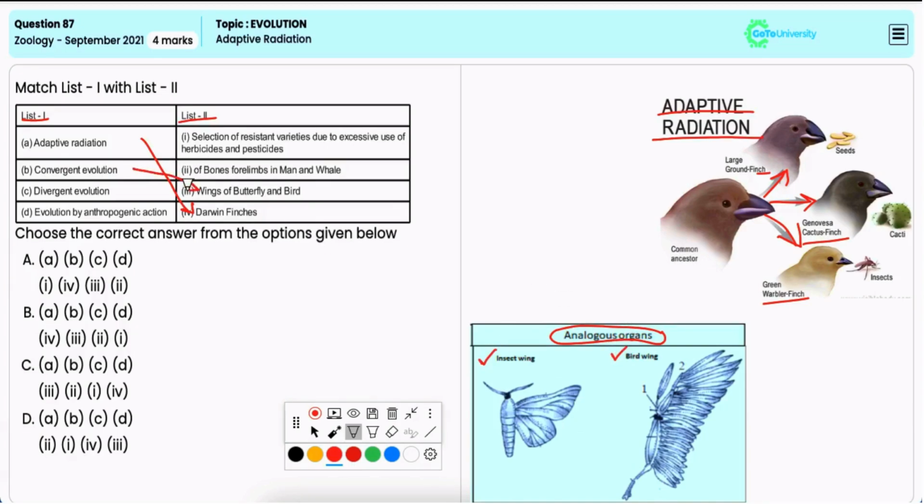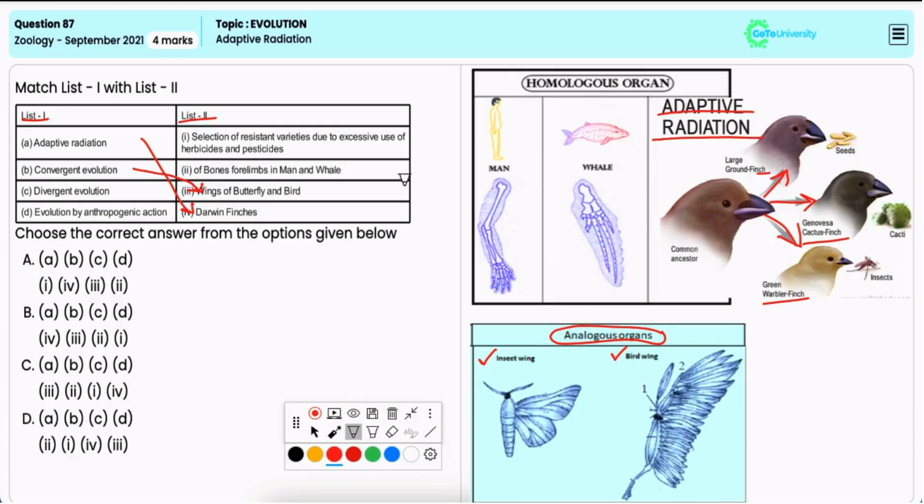Now, homologous organs, which share anatomical resemblance but fulfill diverse functions according to the requirements, arise from divergent evolution, such as the four-limb bones in humans and whales. Thus, C matches with 2.